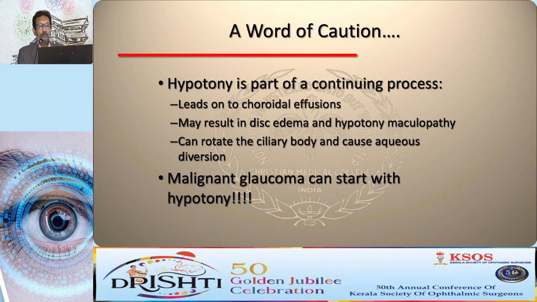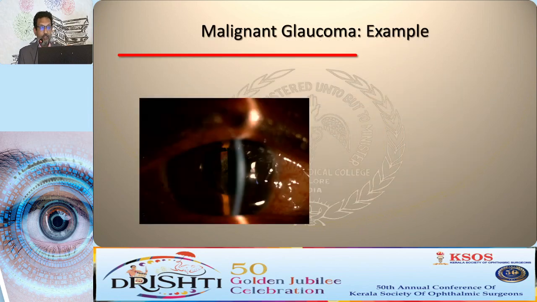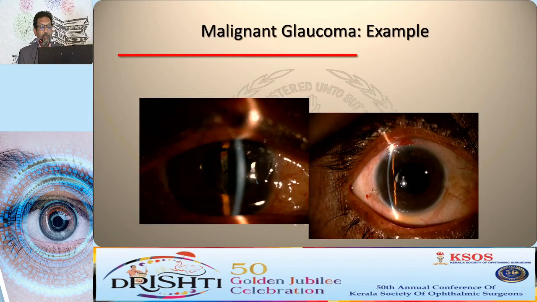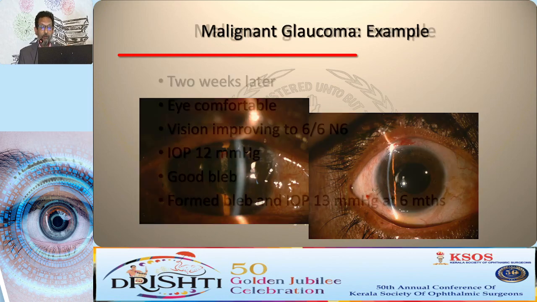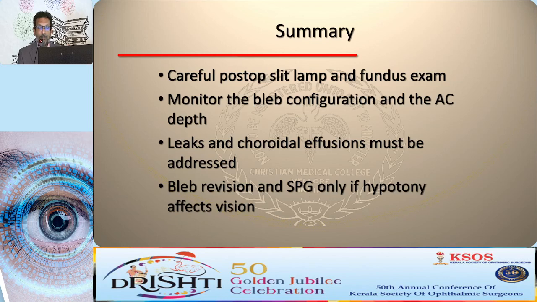And finally, a word of warning. Hypotony is a continuing process. It leads on to choroidal effusions. The choroidal effusions can cause rotation of the ciliary body. This can cause aqueous diversion, and therefore hypotony can lead to malignant glaucoma. And here's one such case which started off with a zero pressure, was brought to me with an 8 pressure, but had malignant glaucoma for which I had to intervene, and had a good result.